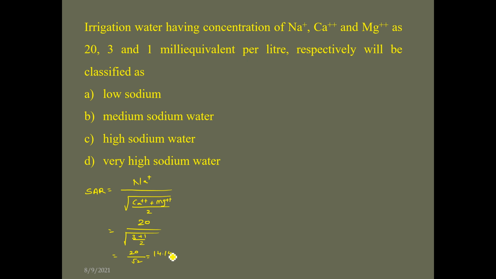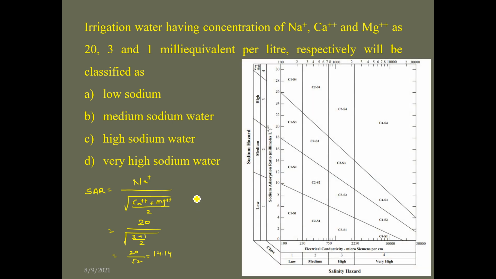14.14. So we know that if SAR is lesser than 10, then it is low sodium hazardness. And if it is 10 to 18, then we can categorize that SAR as medium sodium hazardness. So we can say this is medium, that is medium sodium water. So option number B will be your right answer.